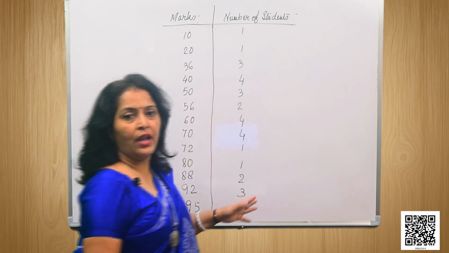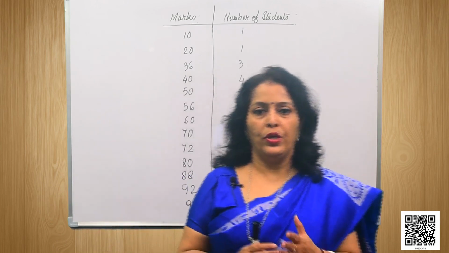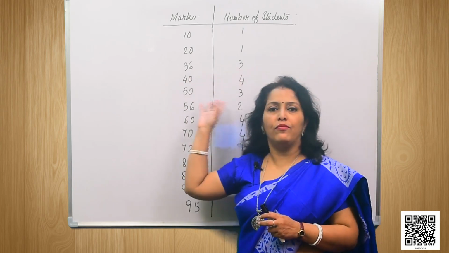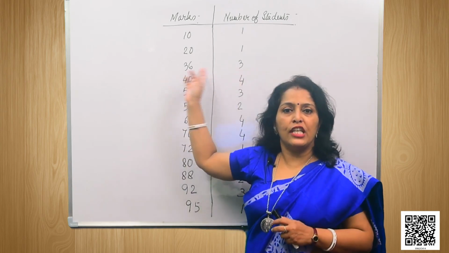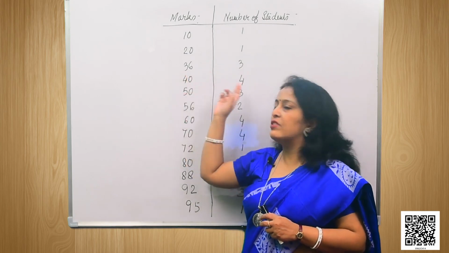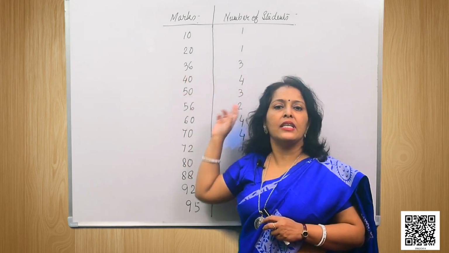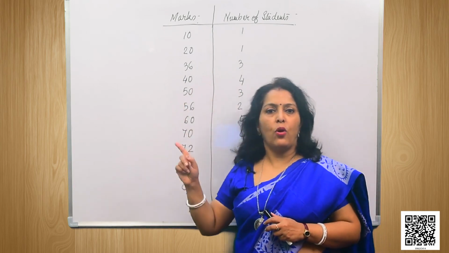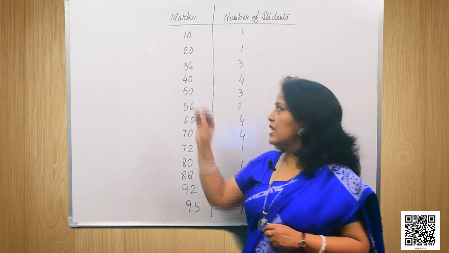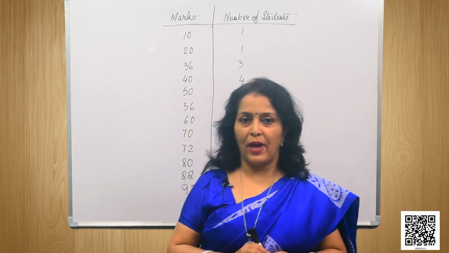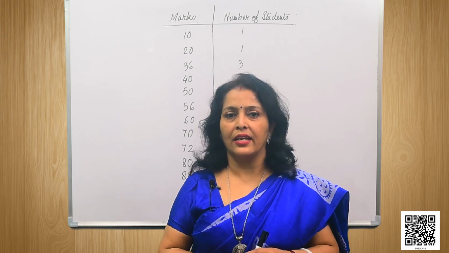Now here what I have done is I have made it a group. That means it is a group of those children who got similar marks. 36 was achieved by 3, so this is a group. Now the number 40 was achieved by 4, so this is another group. This kind of table is called group data, because I have made a group of all the marks which were achieved by the students in the class.